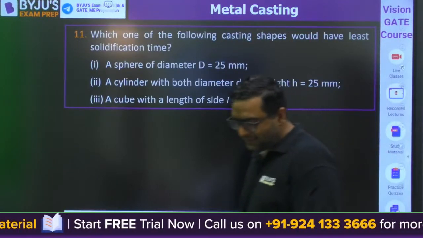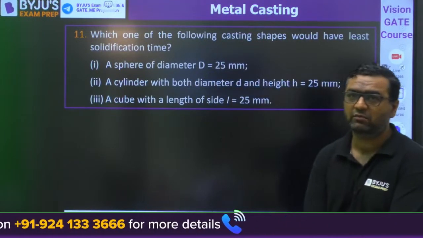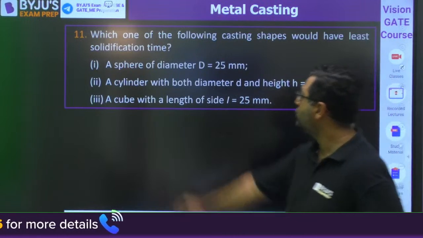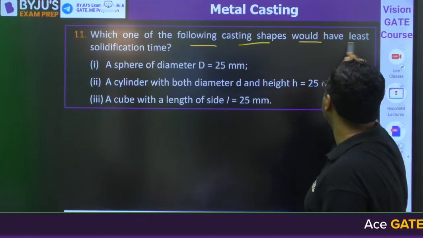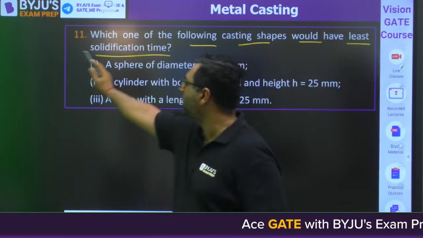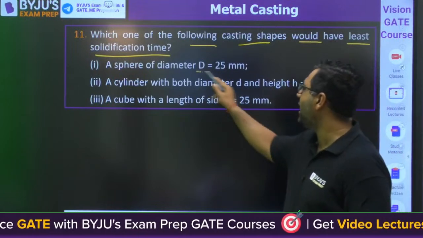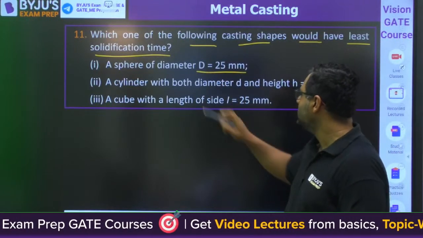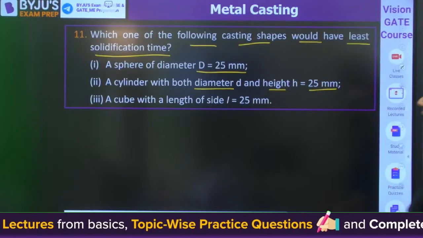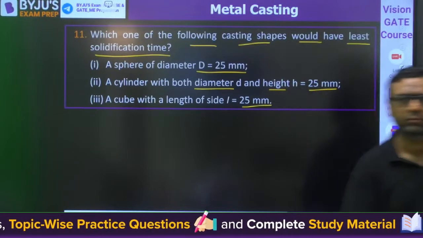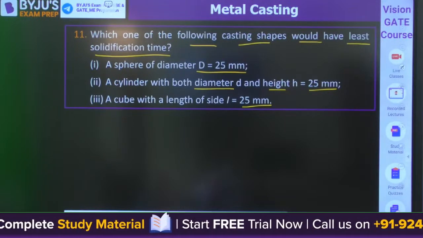This is the last question for this session, guys. Which one of the following casting shapes would have the least solidification time? You have a sphere of diameter 25 mm, a cylinder with both diameter and height 25 mm, and a cube with side 25 mm. You need to find out their modulus. By that you can do it.